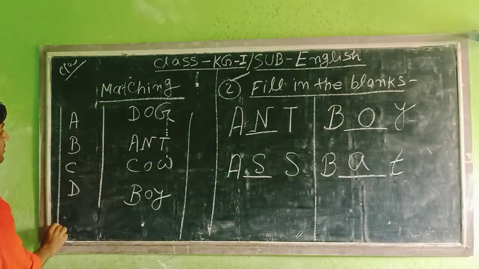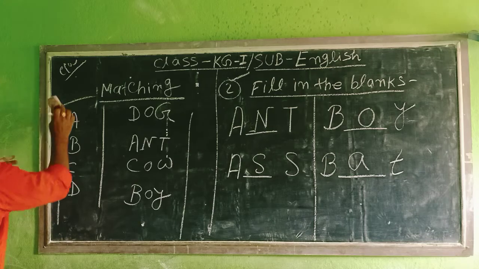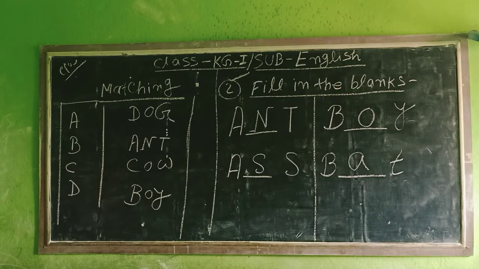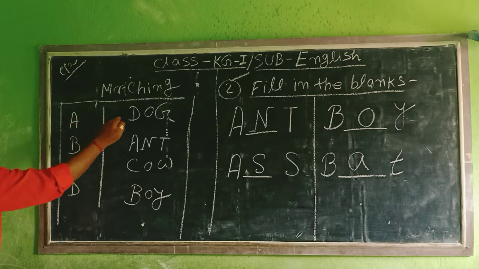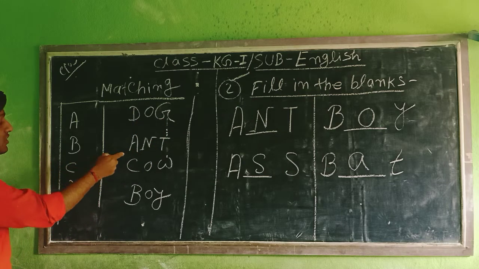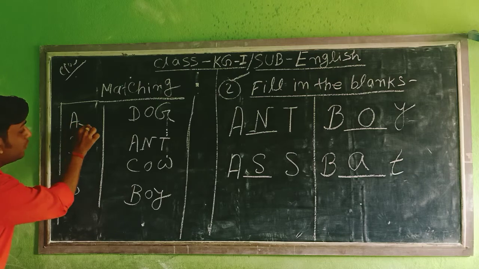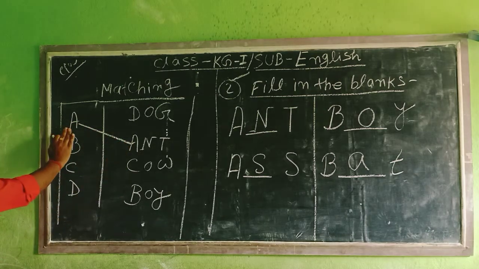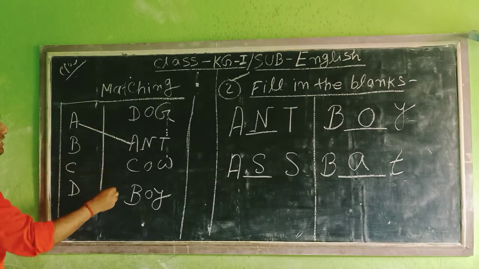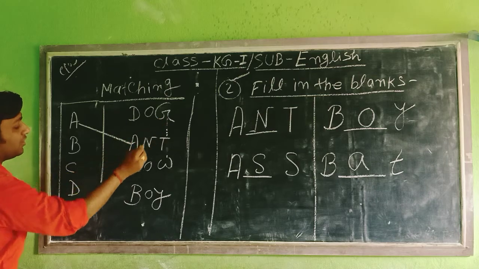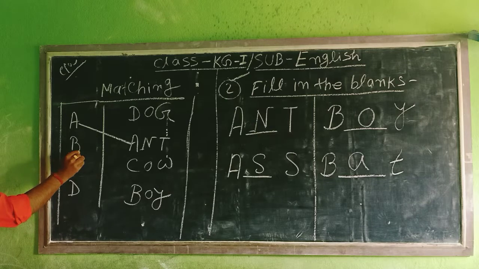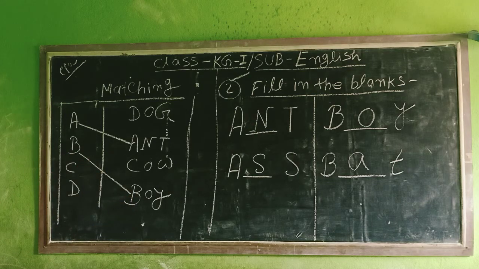Okay, so you can match, I can draw the line, letters to words. Which word begins with A? Tell me which word begins with A. Dog, ant, A. So you can match, I can draw the line, A to ant, because this is a capital letter and this is a word. So B, find out which word begins with B. Dog, cow, boy. Boy, B. That means you can draw like B to boy, okay?